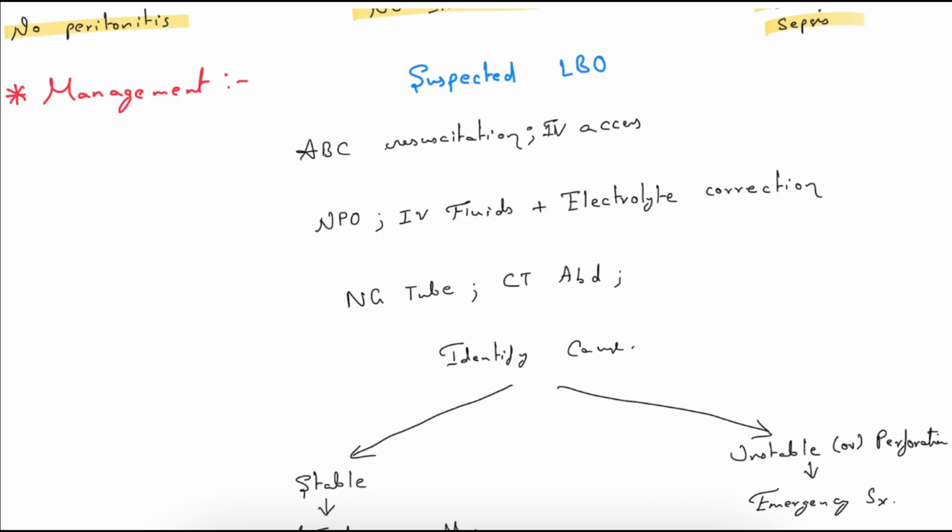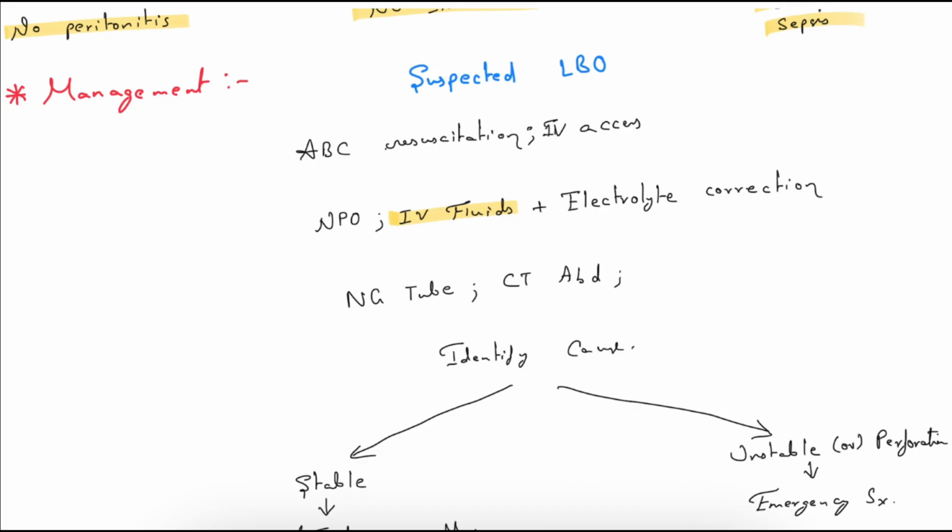In airway, we have to ensure the airway is patent. Then breathing: if the patient needs oxygen, we provide oxygen supplementation. Next, circulation: we go with intravenous fluids. Then we monitor blood pressure, pulse and urine output, and we follow a urine output of at least 0.5 milligram per kg per hour.